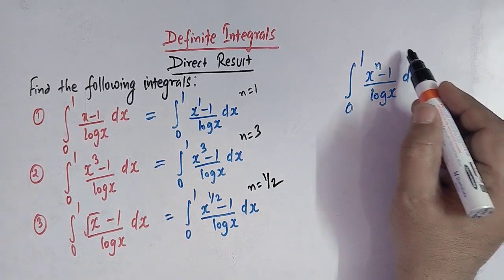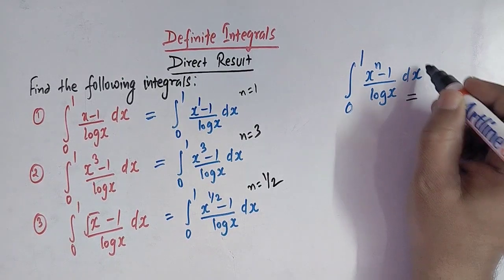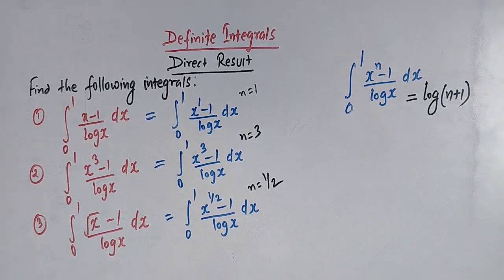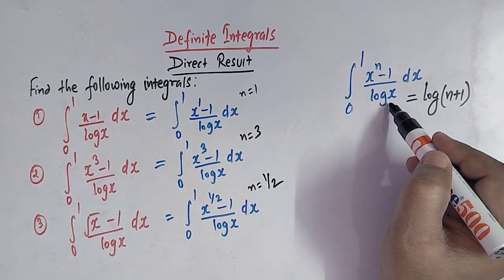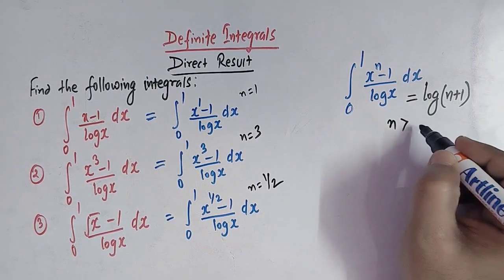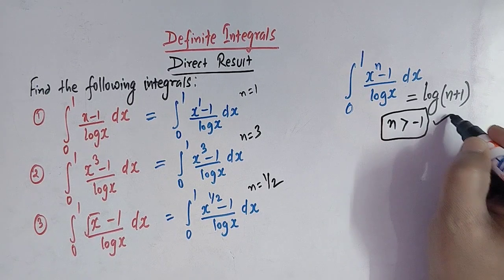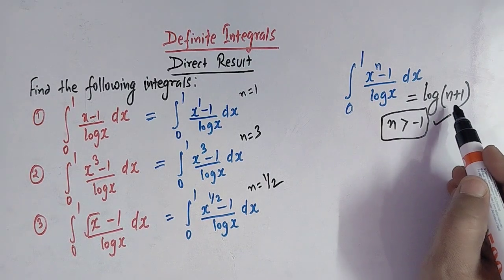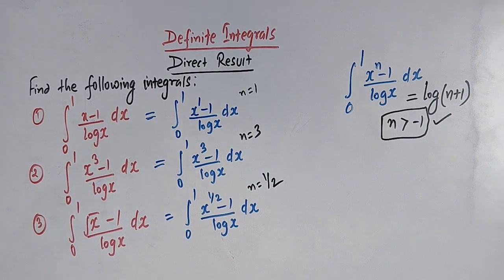Now whenever we come across this type of integral, the direct value of this integral is simply log of n plus 1. So the value of the integral from 0 to 1 of (x raised to n minus 1) divided by log x dx is log of (n plus 1), provided that n is greater than minus 1. This is the condition for the validity of this result. With the help of this result, we can now write the direct values of these three integrals.